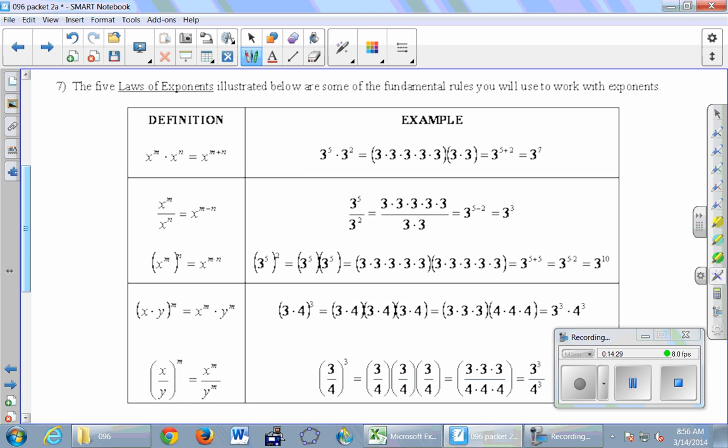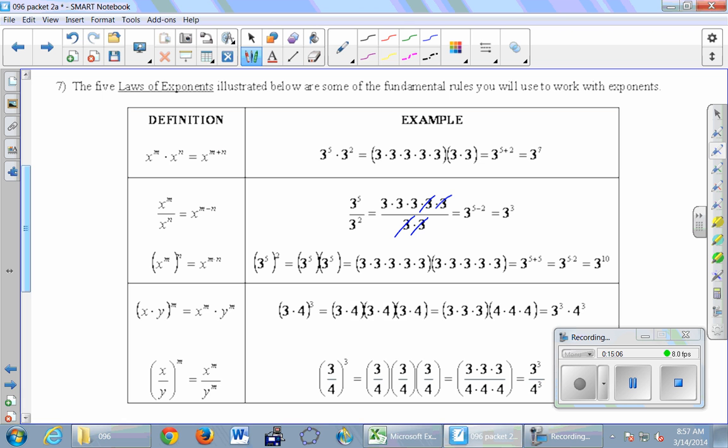All right, next one is a division problem. So don't worry about what the rule says there, but let's just look at this example. How many 3s upstairs? 5 of them, so there they are. How many 3s downstairs? 2 of them, and then what happens? Two on the top, cross out. Right, so all the 3s on the bottom cancel. How many 3s are left over upstairs? 3 of them. And so the answer is just 3 to the 3rd.